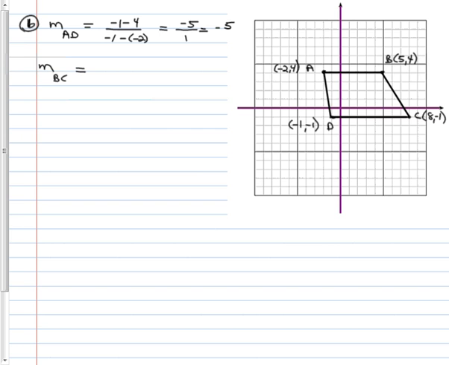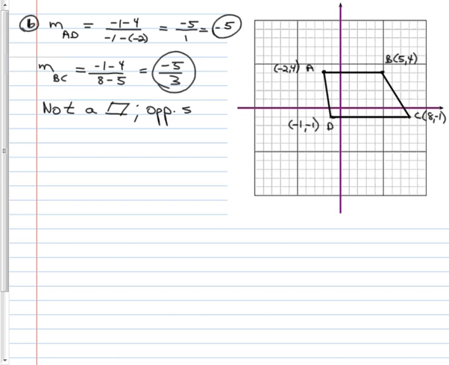Y sub 2, -1 minus 4, over 8 minus 5. You're going to miss these jokes over break. -1 minus 4. Tyler won't. What's -5 over 3. Well, that doesn't reduce, so what do I know here? Not parallel. Not a parallelogram. Opposite sides not parallel.